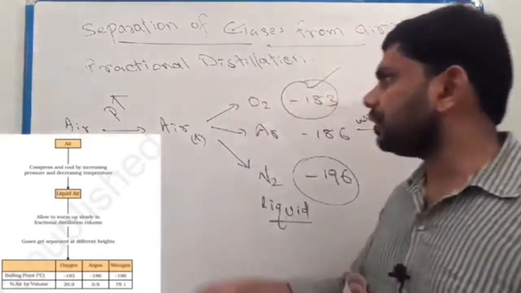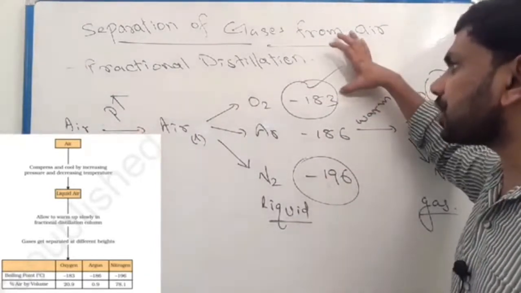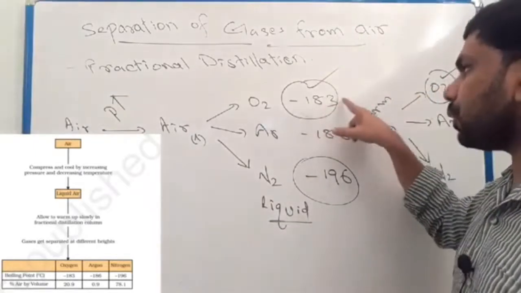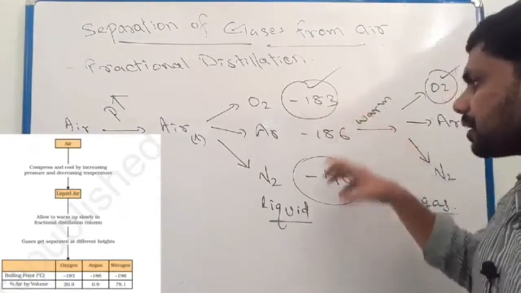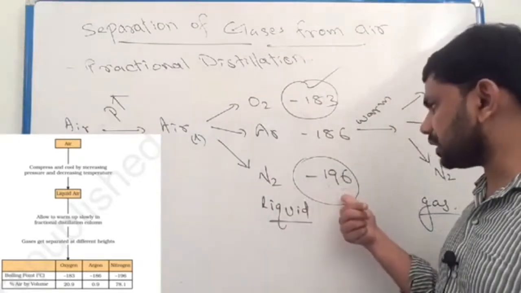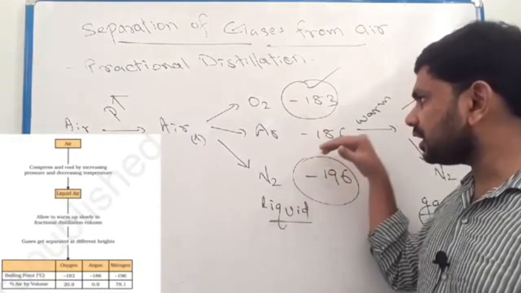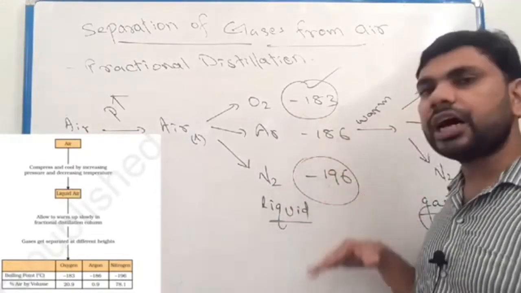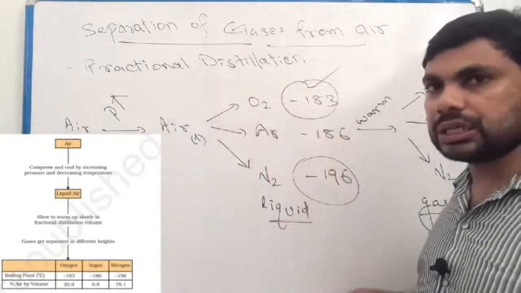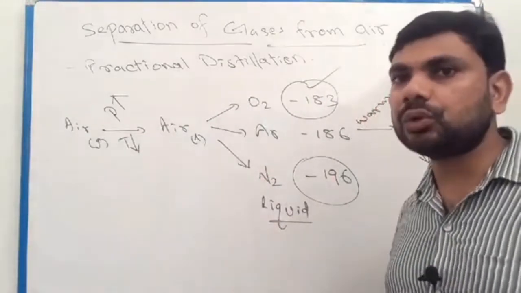Look here, when you apply high pressure and very low temperature, oxygen will change to liquid state very fast, at minus 183. But you have to reduce the temperature very low to convert nitrogen into liquid state. So first oxygen will change to liquid state, then argon, then nitrogen. This is the order in which the different gases change to liquid state. We have to reduce the temperature very low to change nitrogen to liquid state.